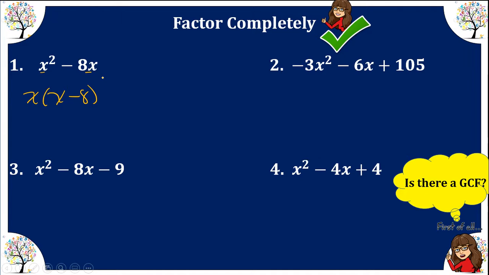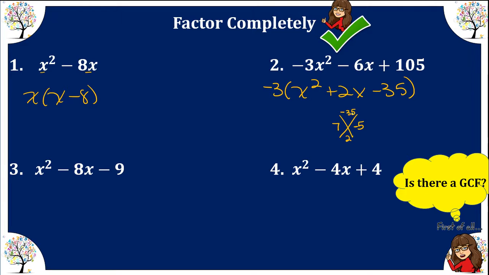And number 2, let's see if 105 is divisible by 3. It is. The leading coefficient is negative, so I'm going to factor out a negative 3. We have x squared plus 2x minus 35. Now this may be totally factored, but let's just see if there are 2 numbers that multiply to give us negative 35 and add up to give us 2. So I know the factors of 35 would be 7 and 5. And if 5 were negative, that would give me the 2 and give me the negative 35.